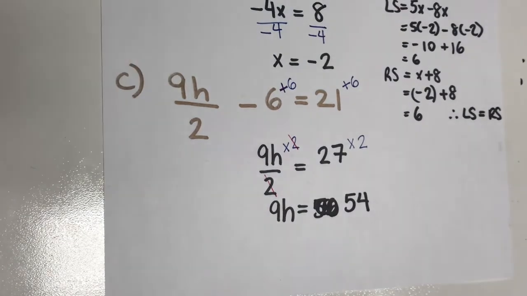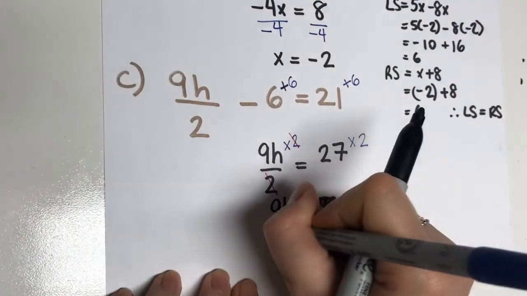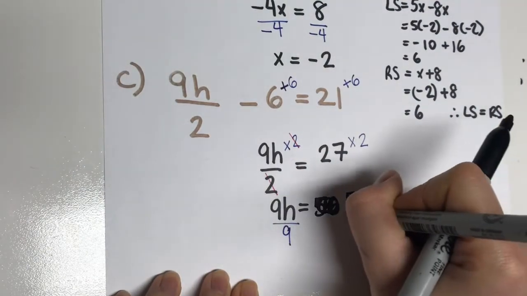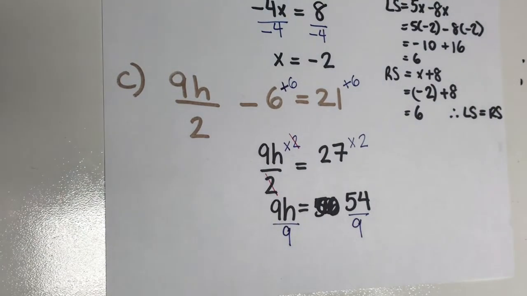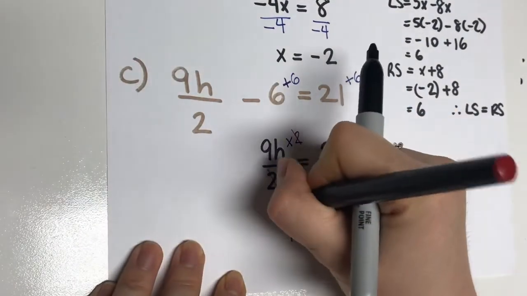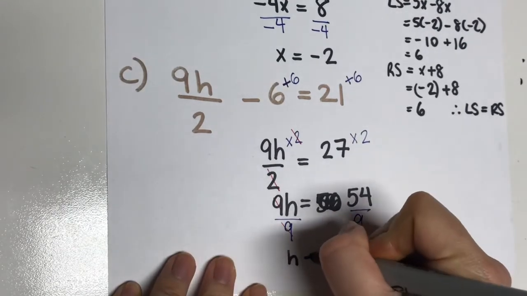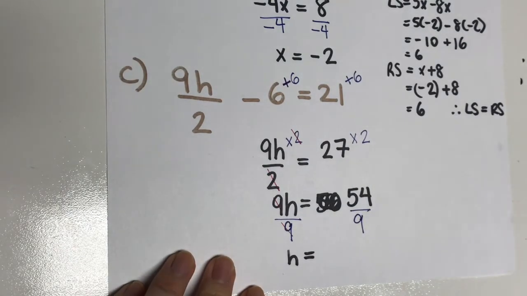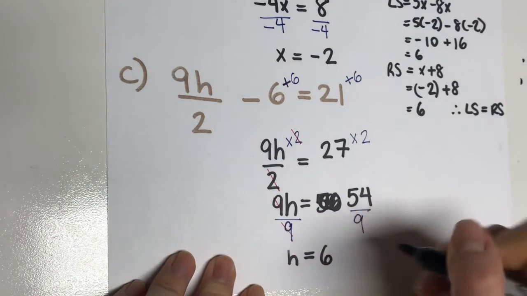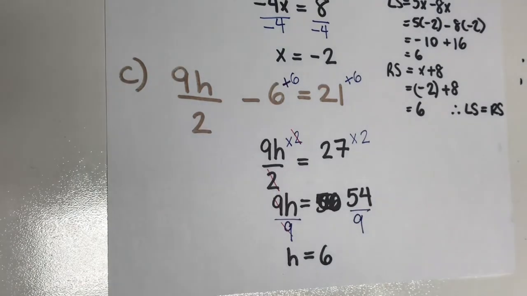H is being multiplied by 9, so the opposite of multiplying by 9 is dividing by 9. These cancel out, just like the 2's did. And I'm left with h equals 54 divided by 9 is 6. And that's my final answer.